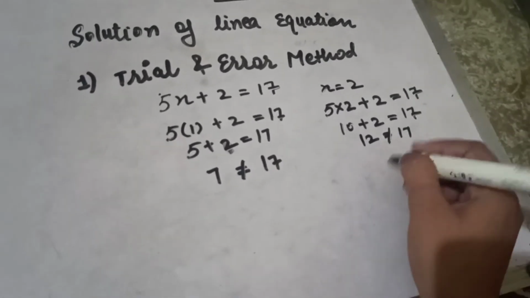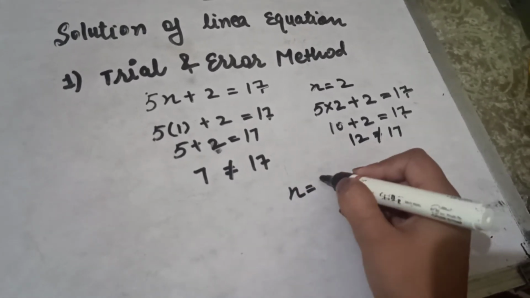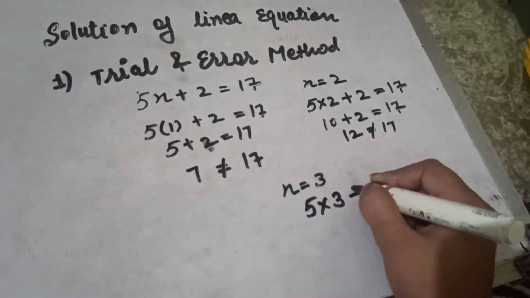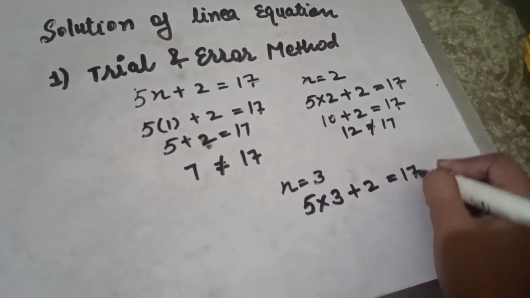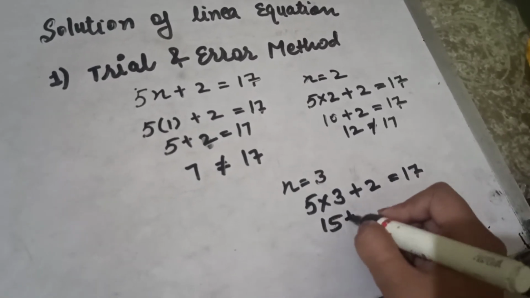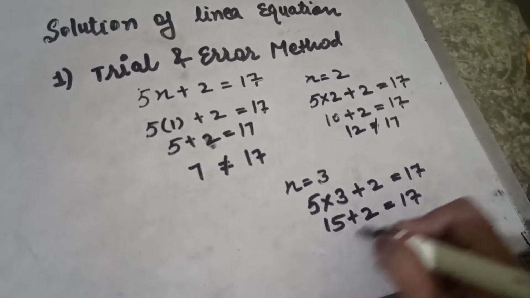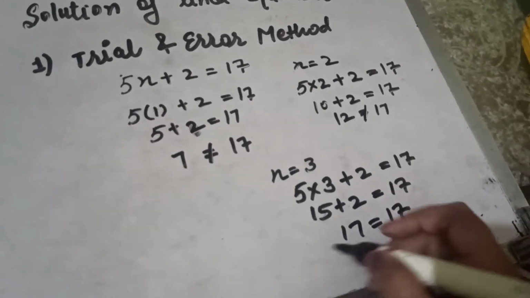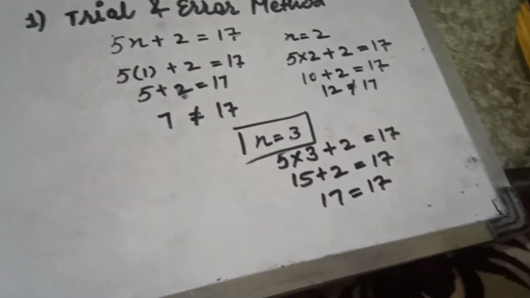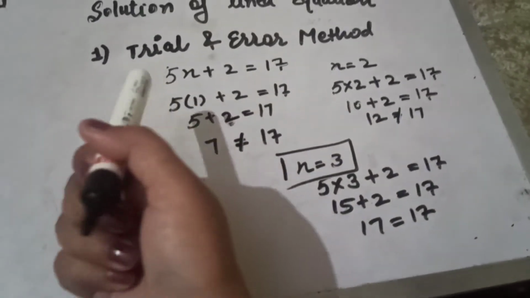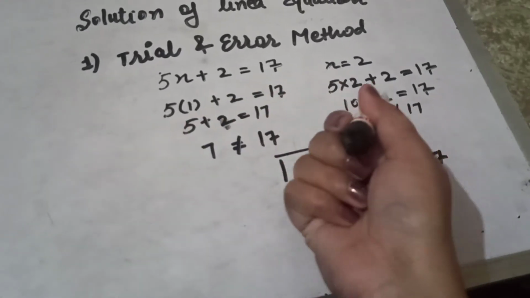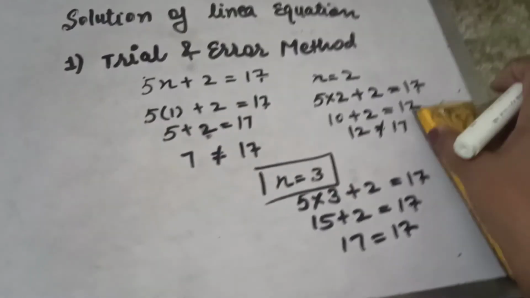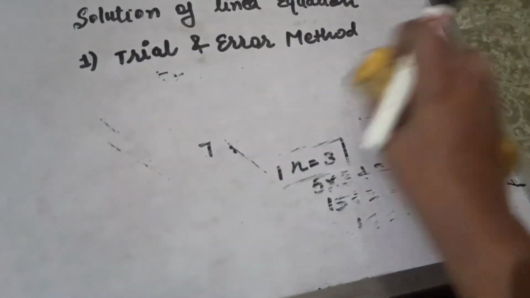No. Again error, then come to the next trial, that is x equals 3. 5 multiplied by 3 plus 2 equals 17. 5 threes are 15. 15 plus 2 equals 17. Here the values are equal. It means the value of x is 3. Clear? This is trial and error. Once error, again go to trial, again error, then come to the third one. This we call the trial and error method.